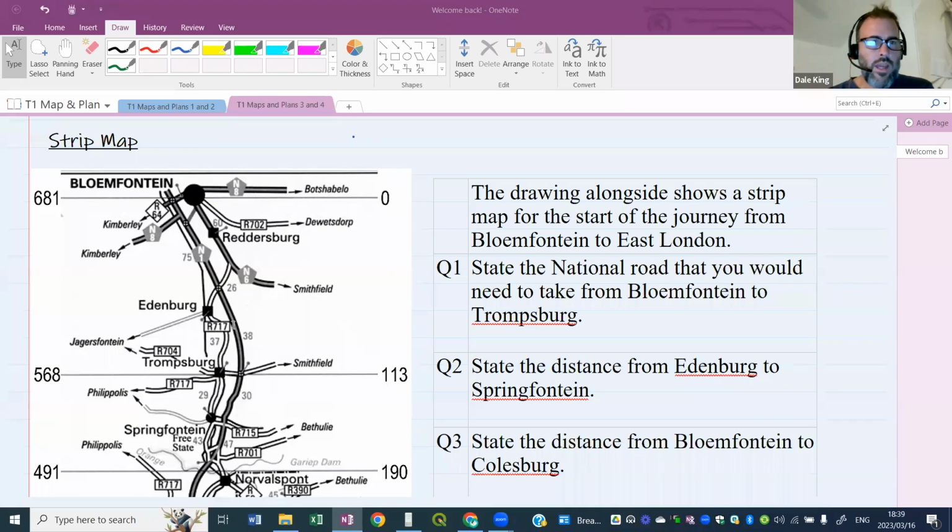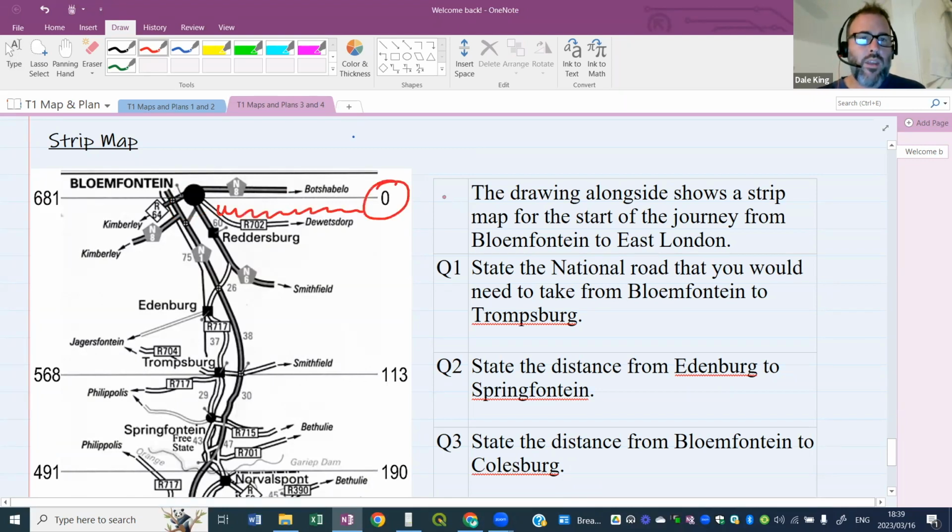On the left here, we've got a piece of a strip map. This is a trip from Bloemfontein to, I think, East London. I'm only showing you the top half because this whole thing is long, so I can't show you the whole thing on the screen. I'm only showing you the start of this journey. You can see Bloemfontein, that big black dot at the top. That's the start of the journey. They've put a line here and a 0. That means you are starting the journey at 0 kilometers.